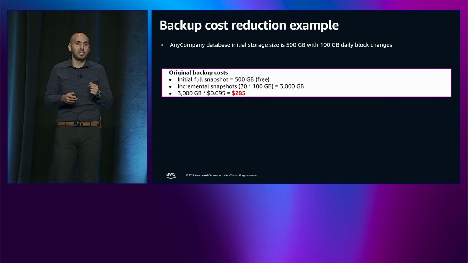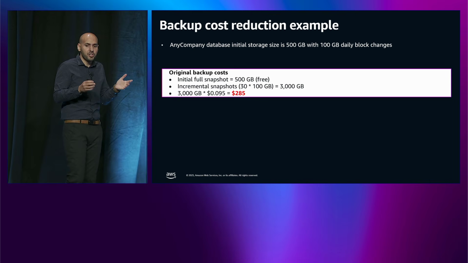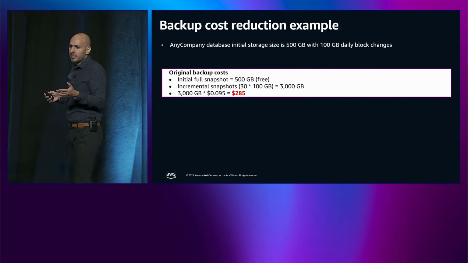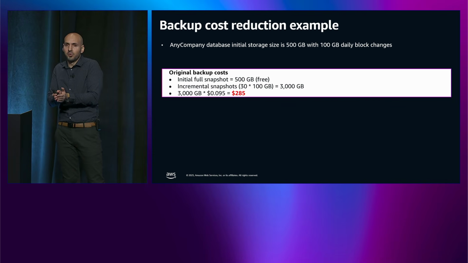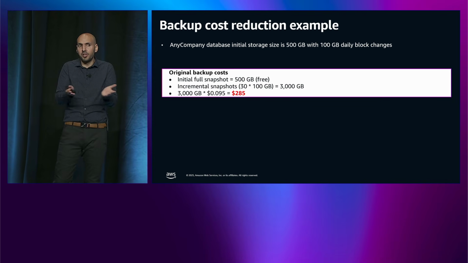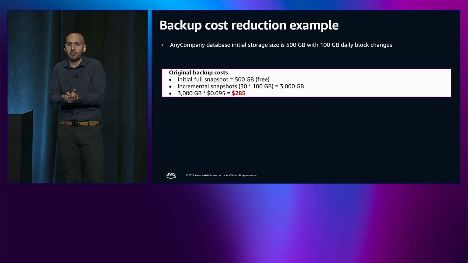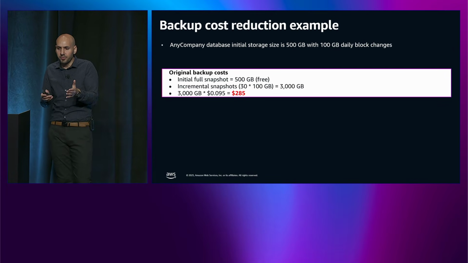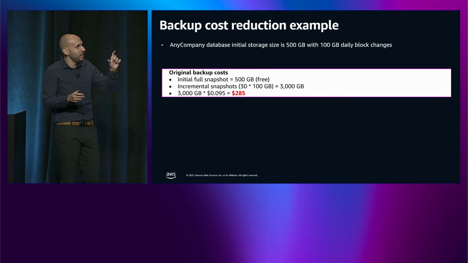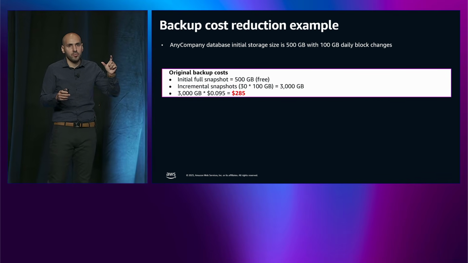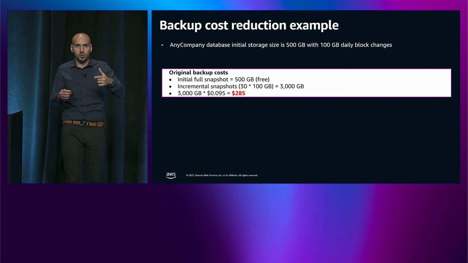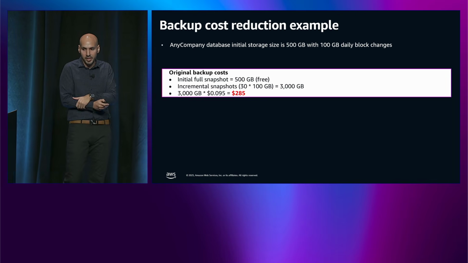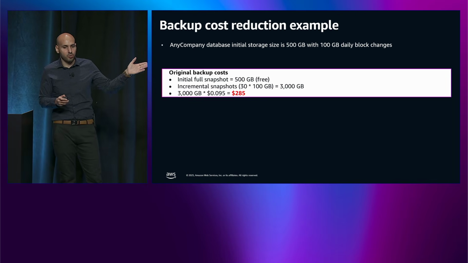And now I would like to show you the cost example. So the original backup plan was 30 days. And we assumed that the initial 500 gigabyte full snapshot is free of charge, because with RDS, we provide you free backup up to 100% of the database storage size in a region. However, each daily incremental backup, you are being charged for. So you're being charged for the EBS block changes that you have in your database. So we can see the calculation.